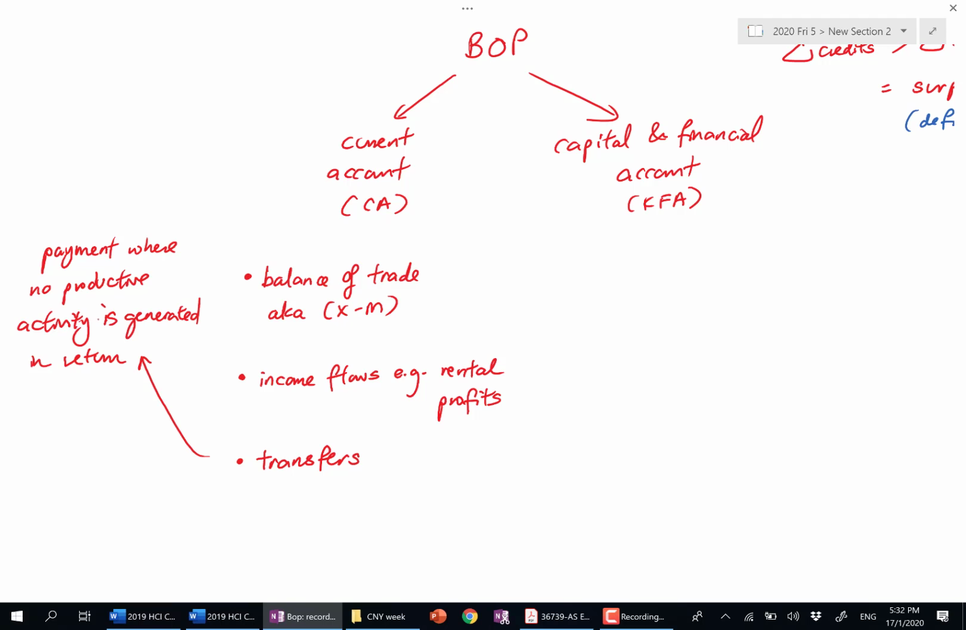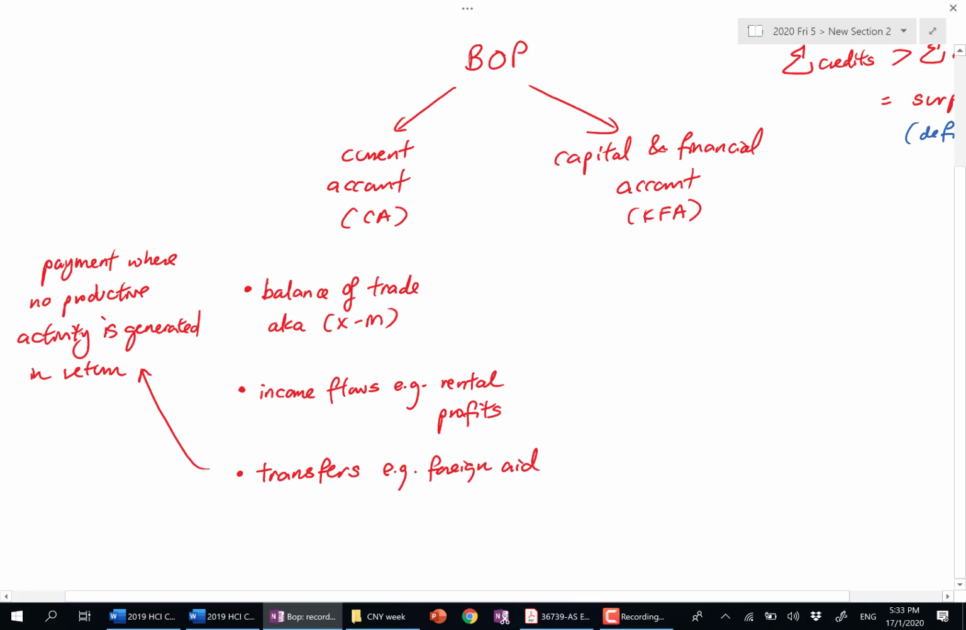So transfer payments. But if you are looking at a country and other countries, we don't have things like pocket money, right? So we are looking at things like foreign aid. I know we are acting very innocent here. We pretend foreign aid, you don't expect anything in return. No productive activity is generated in return. Transfer payments. That is your current account.